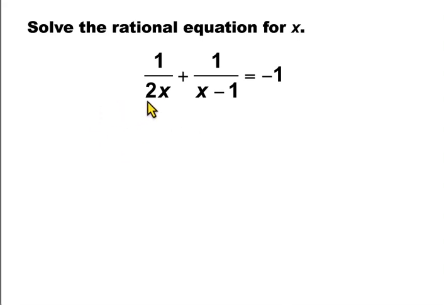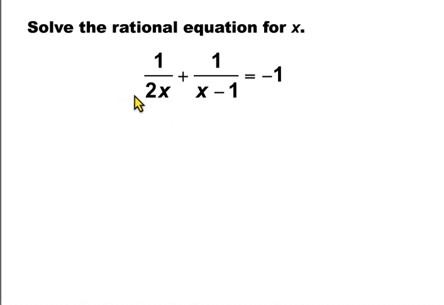Solve this rational equation for x. In this equation, you can see expressions with x in both denominators, here and here. In order to solve this equation, you need to remove x from the denominators, combine all the x terms into a single term with x, and then solve for x.